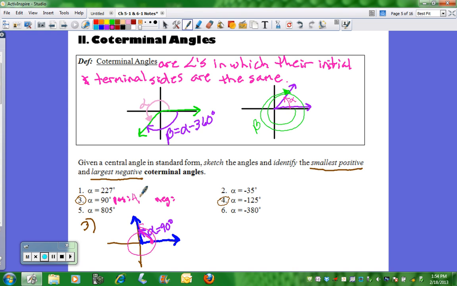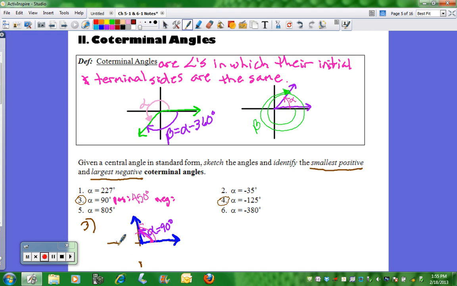So the smallest coterminal angle, and it cannot be coterminal to itself. I say it again. An angle cannot be coterminal to itself. So you can't give me another 90. So I had to go all the way around to get another positive angle. Okay? All right, so that is my positive on that one.